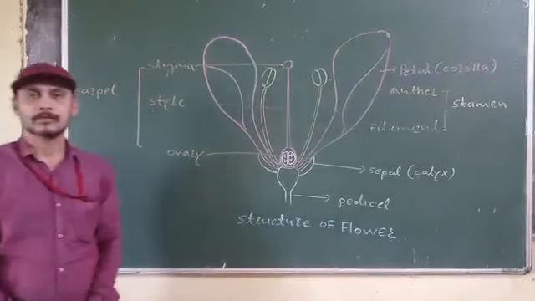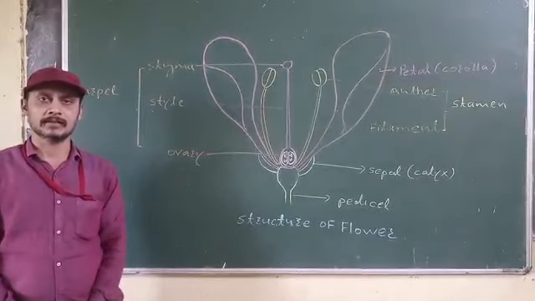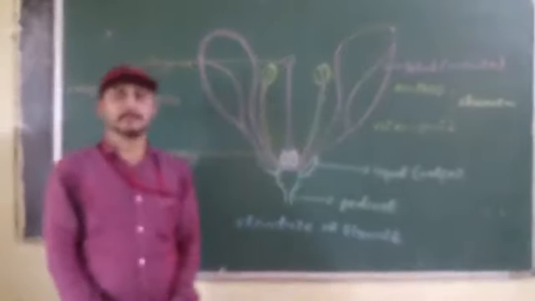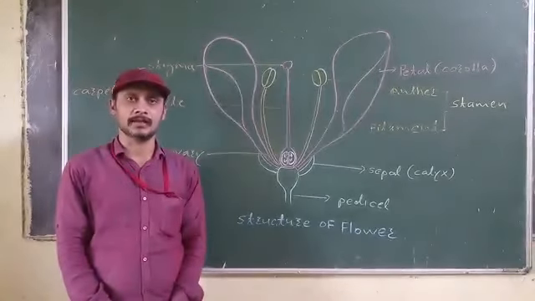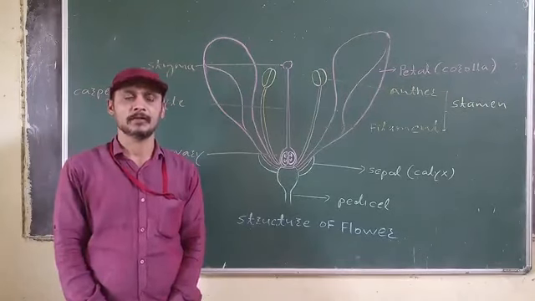Hello friends. So now in the last period we have studied about the asexual types of reproduction in the lower, and basically these are found in the lower plants. So that is in lower plants.